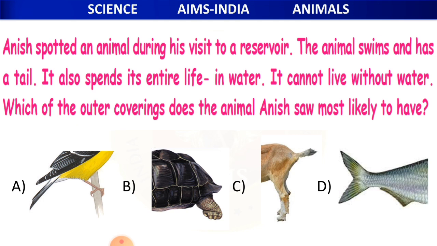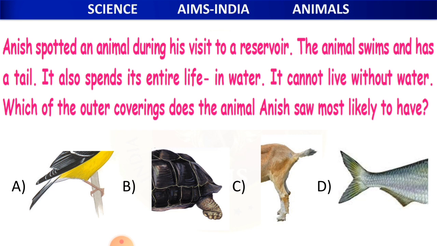Anish spotted an animal during his visit to a reservoir. The animal swims and has a tail. It also spends its entire life in water. It cannot live without water. Which of the outer coverings is the animal Anish saw most likely to have? So children, Anish visited a reservoir. A reservoir is nothing but a large water body like a lake. So he has seen an animal there.